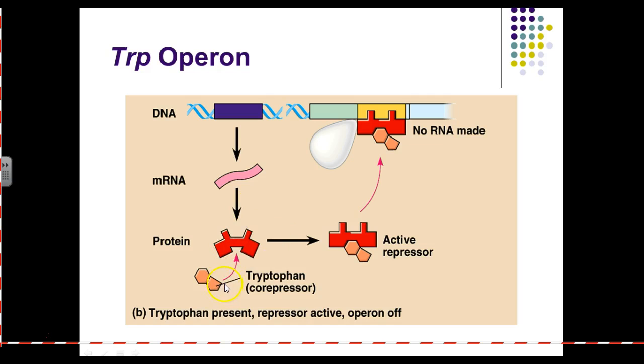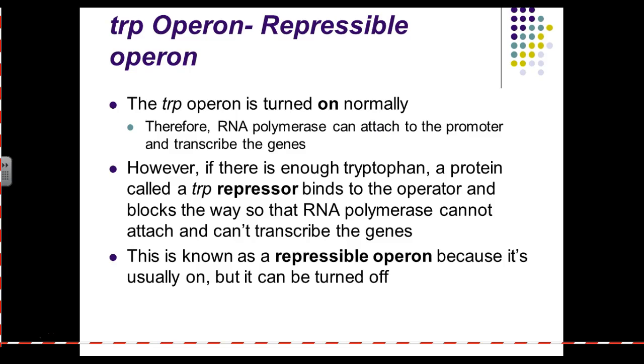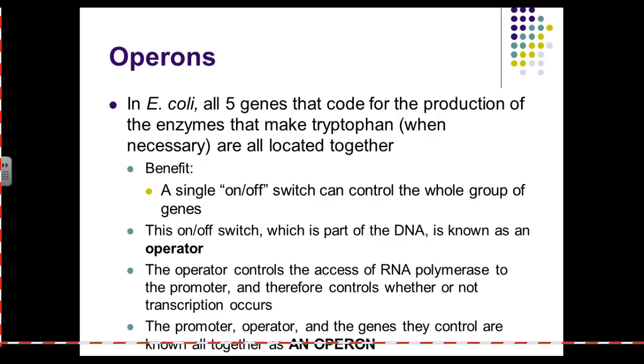So this tryptophan acts as a co-repressor. It cooperates with the repressor, attaching to it and helping it fit into the slots of the operator gene, and therefore shut down transcription. Okay, so I'm going to back up to those slides that I had skipped.